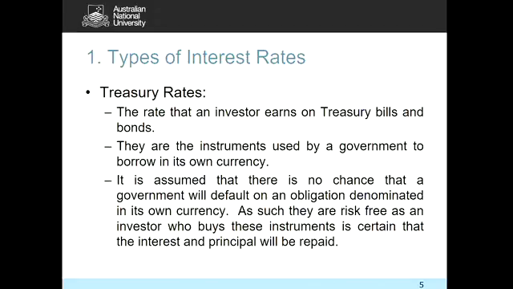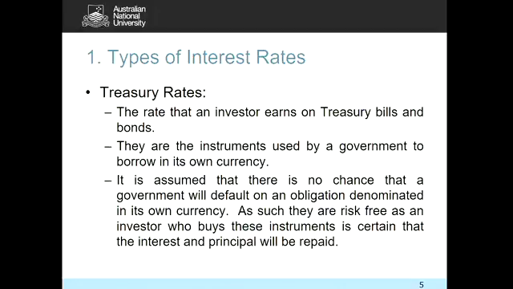They're backed, if you like, by some sort of sovereign wealth. Likely the government will pay it back. So sovereign risk, if you like, is the chance that a government may not be able to pay back its debts. Australia has never defaulted on any of its loans. So that's fair enough for a country like Australia to think of the treasury rate as a risk-free rate.